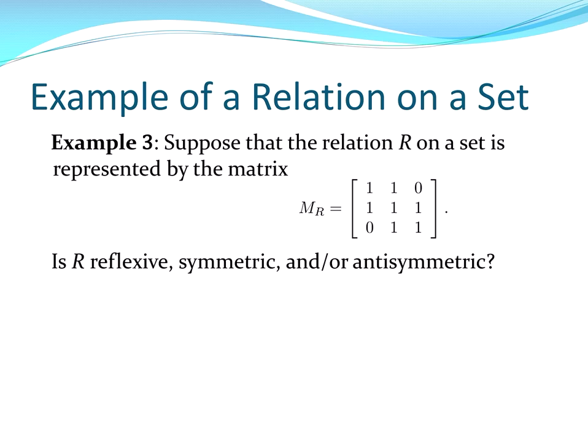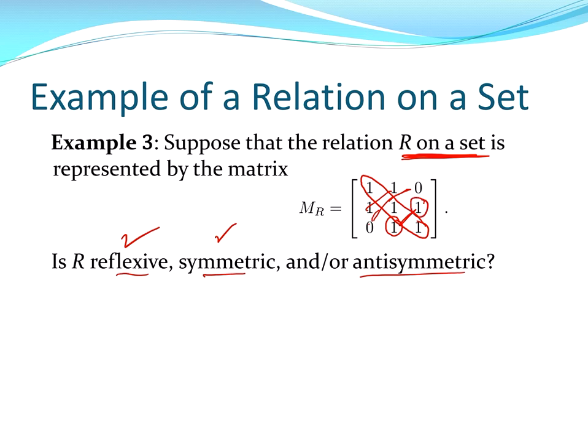All right, so let's look at a matrix for a relation on a set. So it's a square matrix, 3 by 3. The question is, is it reflexive, symmetric, or antisymmetric? Well, we have ones along the diagonal, so it is reflexive. Every place where we have an off-diagonal entry, the corresponding entry with the indices switched is the same, so we are symmetric.